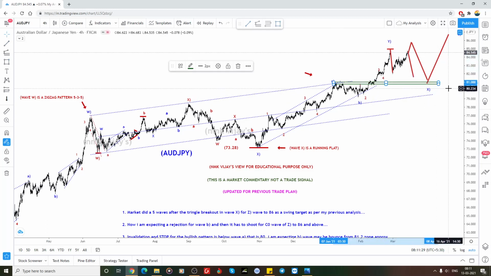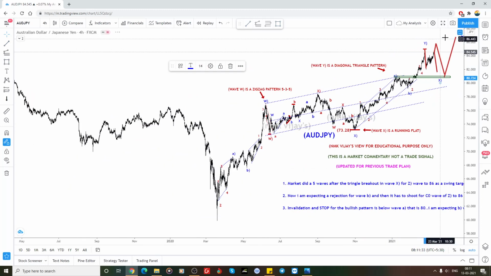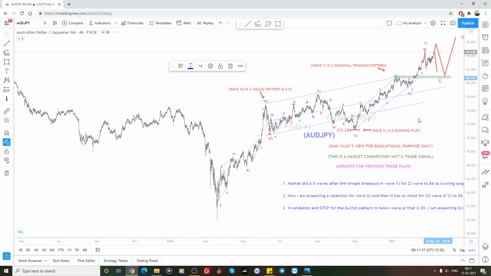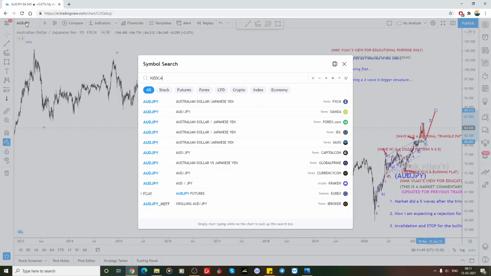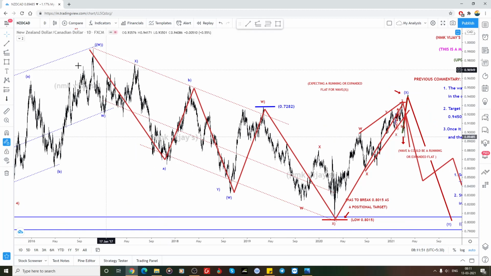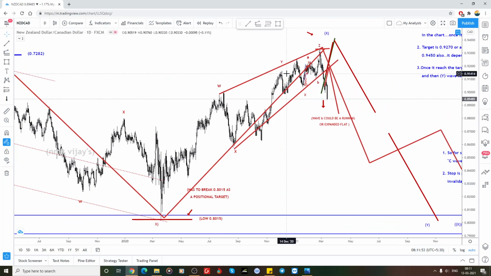So this could be an X, and again ABC continued for that Z wave to 88 also. So whether we can watch this, yeah, 89 is that resistance zone, so we can reach up to 89 also. So next, New Zealand CAD, and CAD is also very strong.